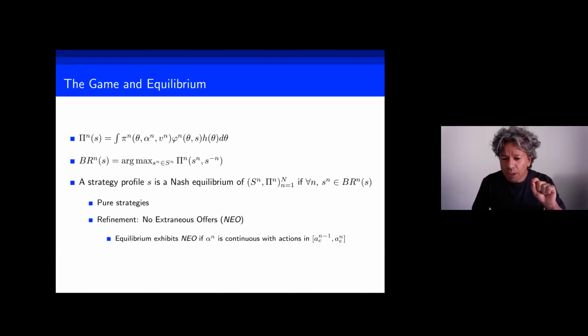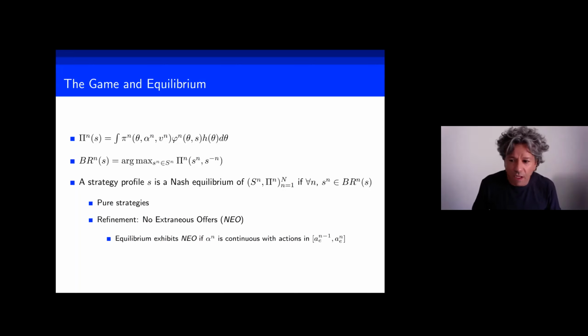We don't want to deal with offers that a firm makes that lose money if accepted, but are accepted by a zero measure set, and nevertheless impose participation constraints on the other firms. In order to avoid that, we are going to focus on equilibria that pass the refinement that we call no extraneous offers, NEO, and that essentially says that alpha is continuous with actions in the set of actions at which N is the most efficient. I will use this essentially in the necessary conditions. That will be the main use.